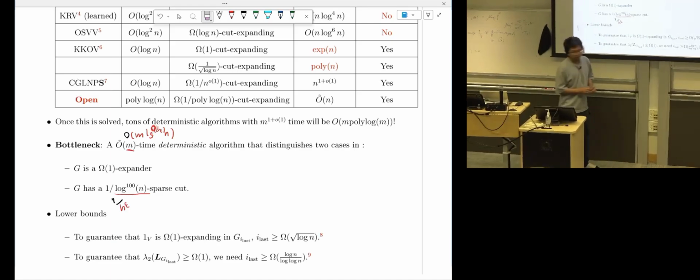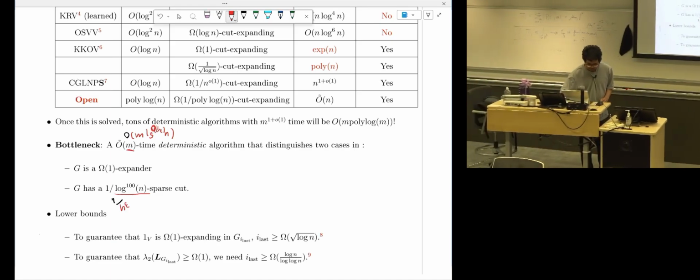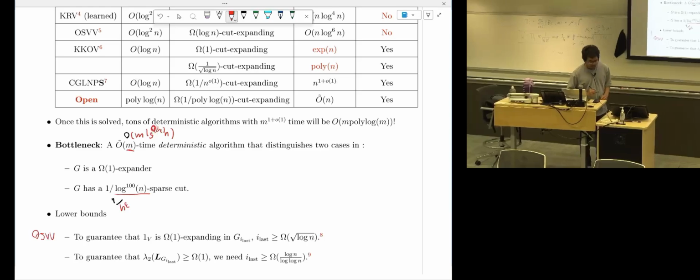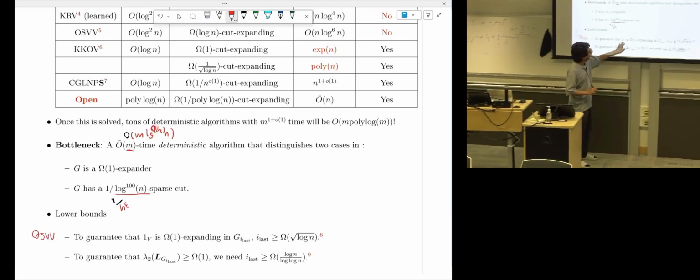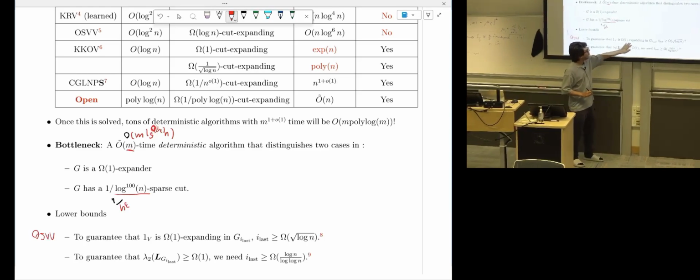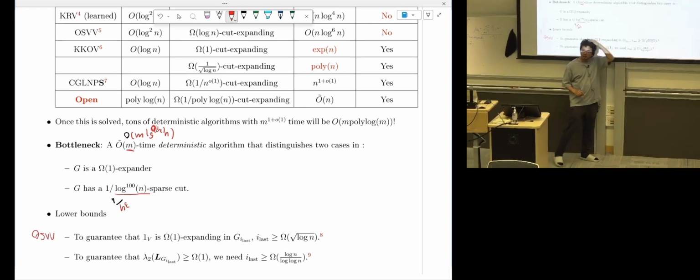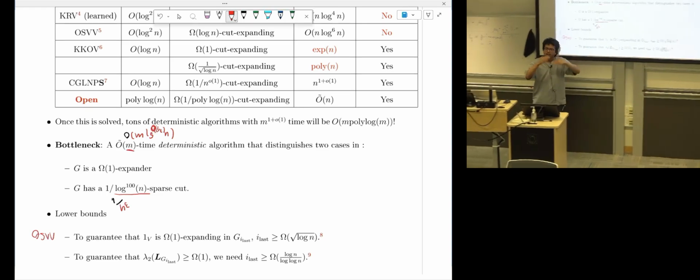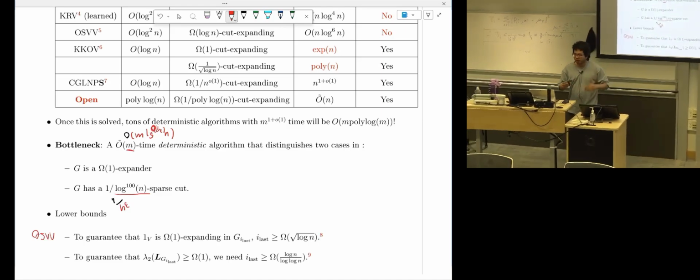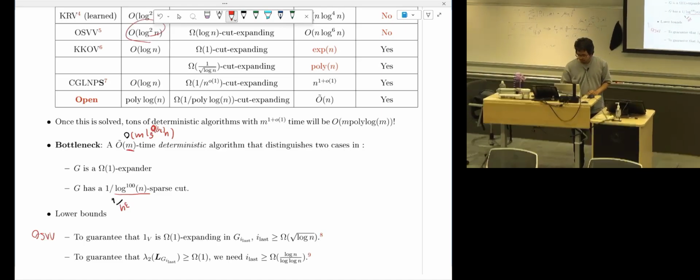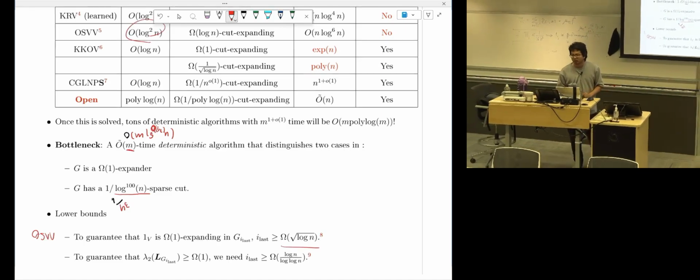Like OSVV, this paper shows that if you want the all-1 vector to be expanding, then you need at least square root log rounds. So it's not tight yet. We know how to get it with log square rounds, but the lower bound is square root log.